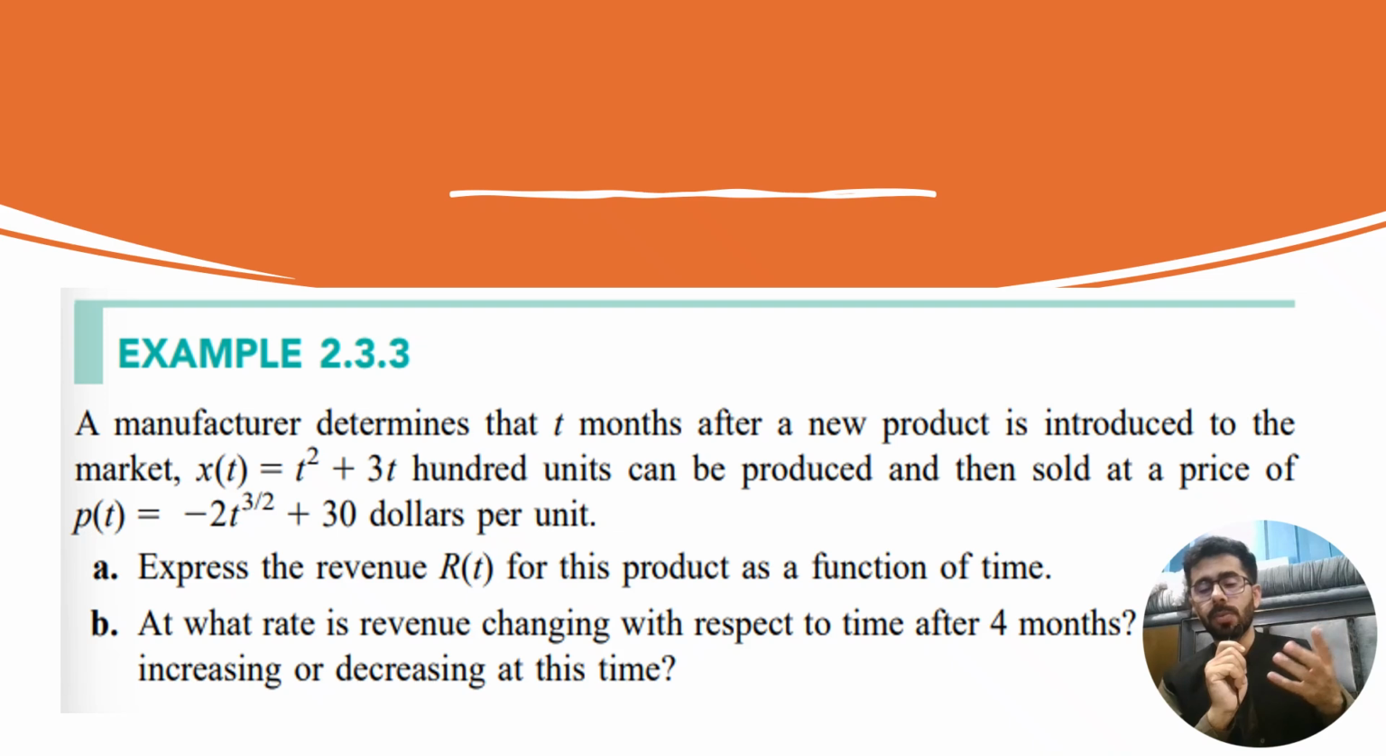At what rate means we need to find the derivative. For derivative, we will use the product rule. And then after 4 months, so we find the derivative, we put t equals to 4. And then they are asking whether it is increasing or decreasing. So it's very basic. If the derivative is positive, it is increasing. If it is negative, it is decreasing.